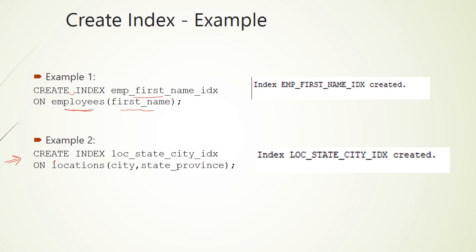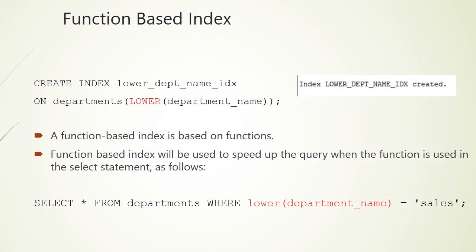In the second example here, we create a composite index. Create index, this is the name of the index, created on two columns, city and state, on table locations. For a function-based index, you can create an index, for example, this is the name of the index, on departments, lower department name. So this is called a function-based index. A function-based index is based on a function, which is in this case lower or upper. You can use upper, for example.